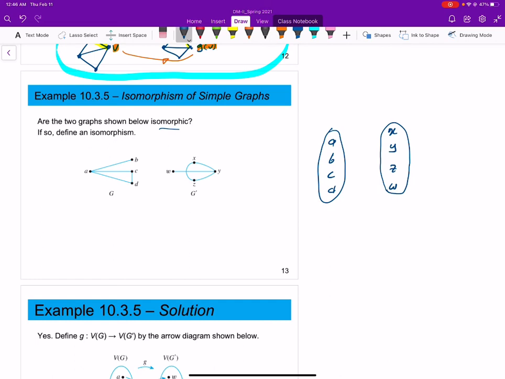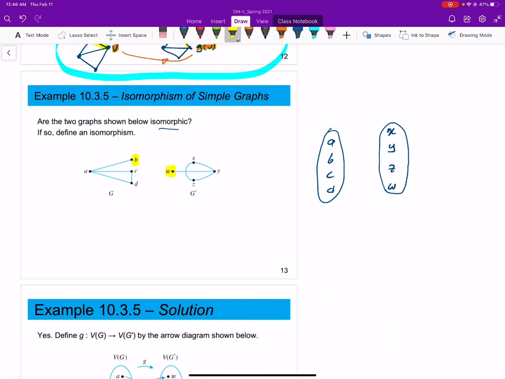You can see this B has only one edge connected to it. W has only one edge connected to it. So B matches with W. Then you could check this A, which has three edges incident to it. This Y has three edges incident to it, so A goes with Y. All right.